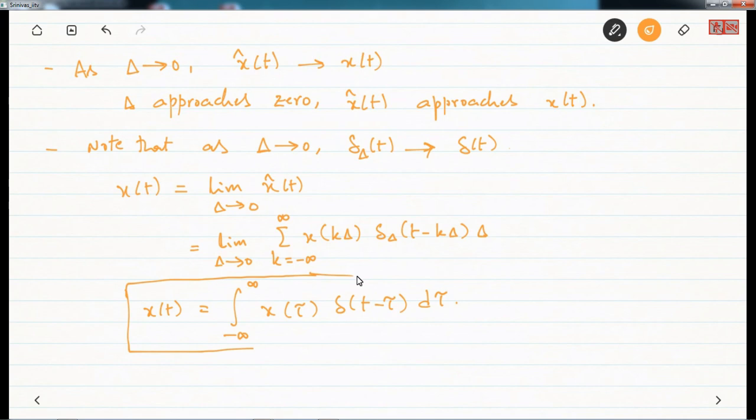So see what here, you should get convinced that as delta goes to 0, the summation, the sigma term, becomes an integral.